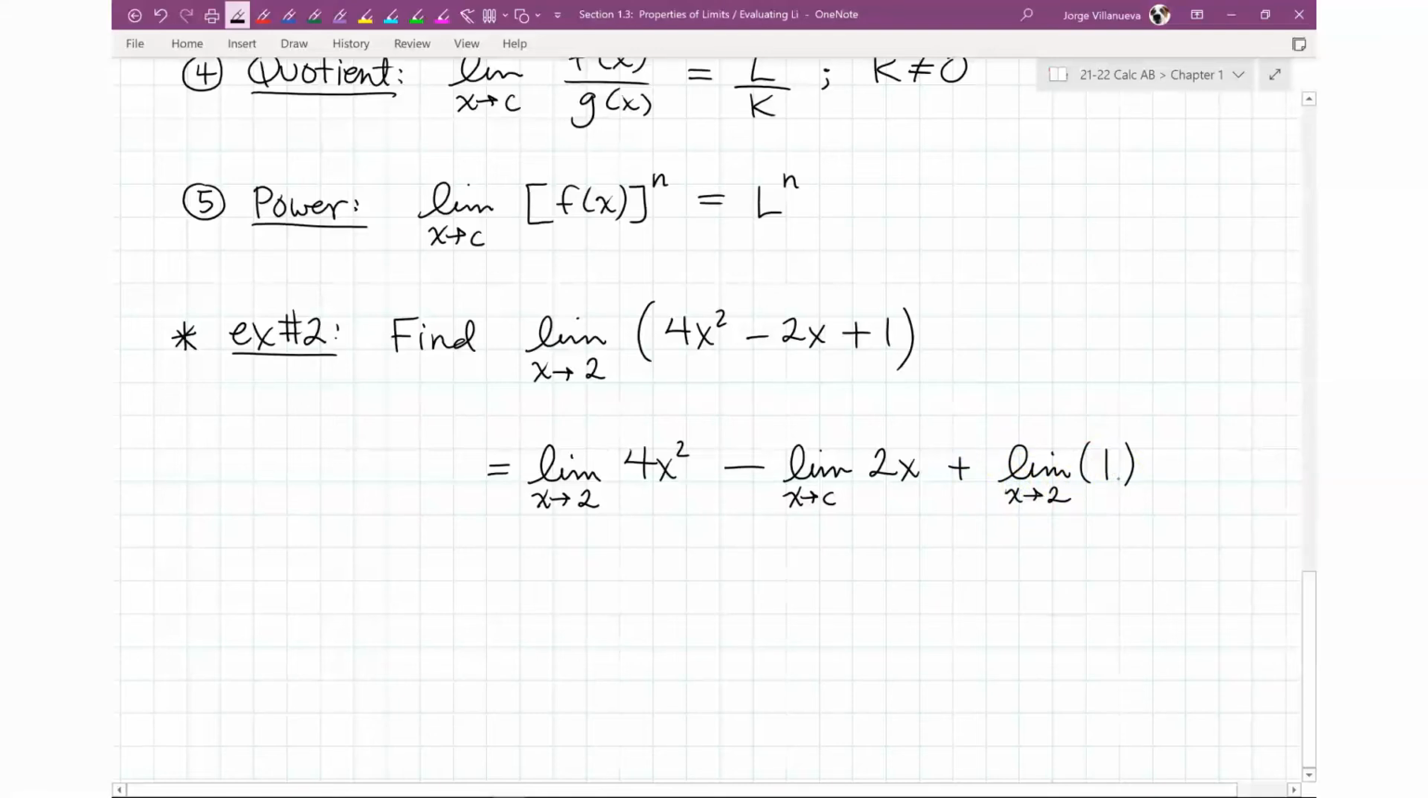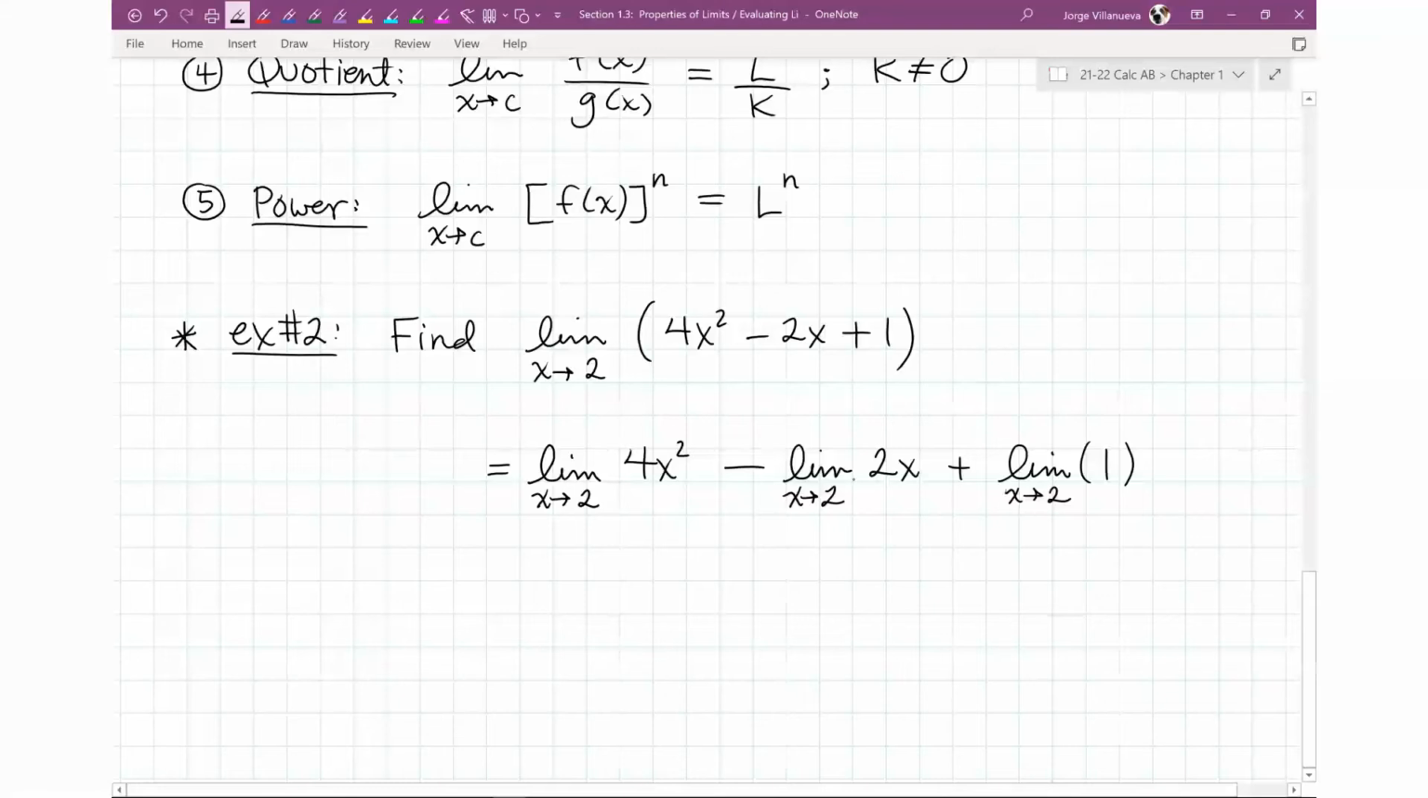Sorry? Oh, I put c by accident. Yes, it should be a 2. I think I may have said 2, but I didn't write it down. But there you go. So that's the sum and difference rule. Okay, the one that says, look, instead of just doing all of it, why don't you just do a piece at a time? Okay? So that's that.